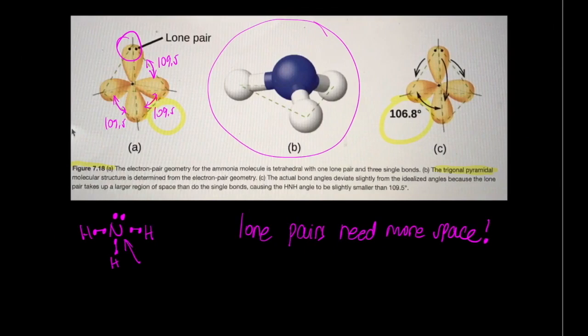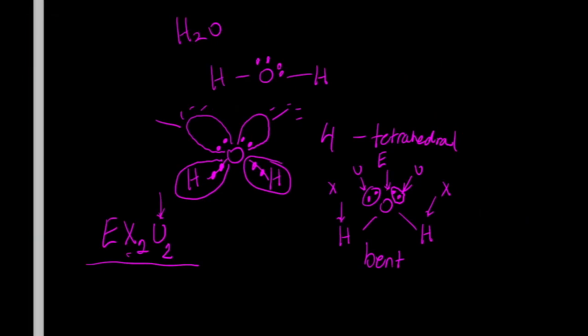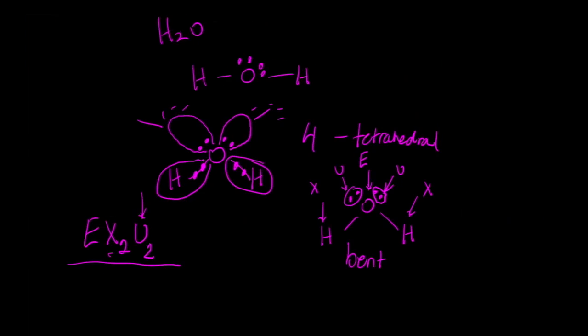But if this is your E, your hydrogen is your X, your surrounded atoms, and this is an unshared pair, this is EX3U. So that's going to be trigonal pyramid. The easiest way to think about that is just pop that invisible balloon. Those electrons are really small, hard to see. You can see a proton from a hydrogen atom. So that's H2O.